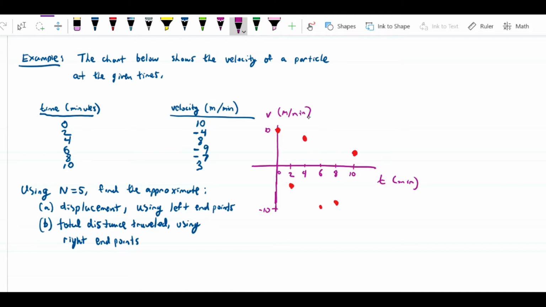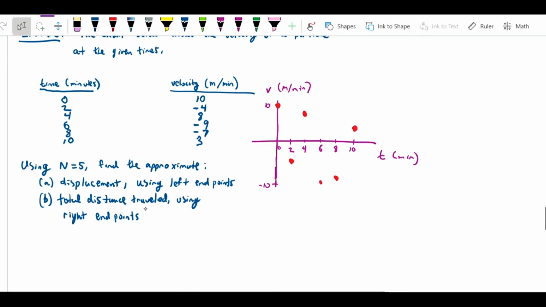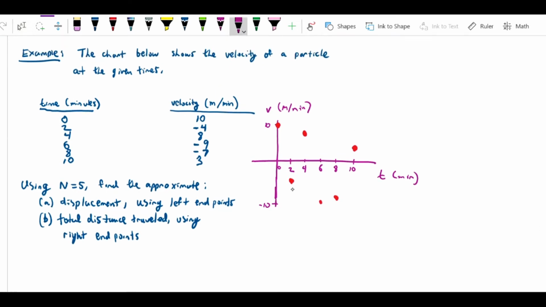So first of all, recall from some previous comments that displacement is the signed area under the velocity function. When I say signed area, what I mean is that we treat areas that are above the x-axis as positive, we treat areas that are below the x-axis as negative. So that's what I mean by signed area. We're going to add up these blue areas and subtract the purple area. So going back to this example, you can see that there are some points that are below the x-axis and some that are above it.